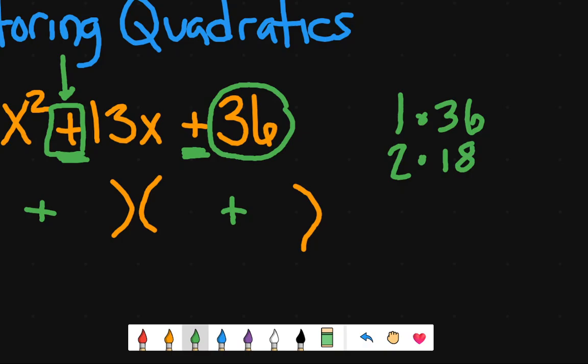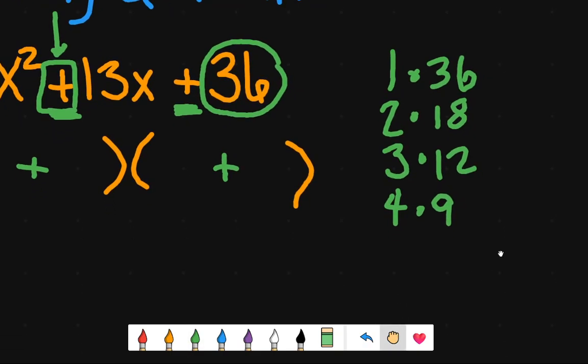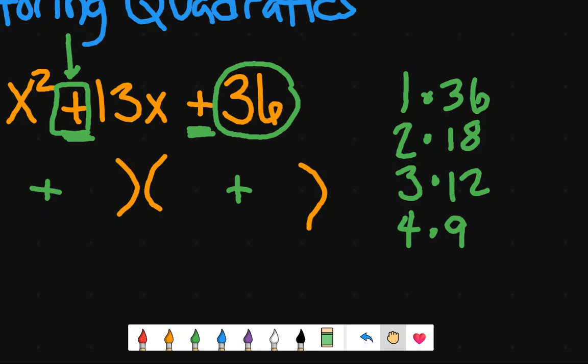Would 3 times a number give us 36? Of course it would. It'll be 3 times 12. How about 4? Yes, 4 times 9. 5 times any number will give you 36? No. How about 6? 6 times 6. How about 7? No. 8? No. 9, we already have 9, so we can stop there.